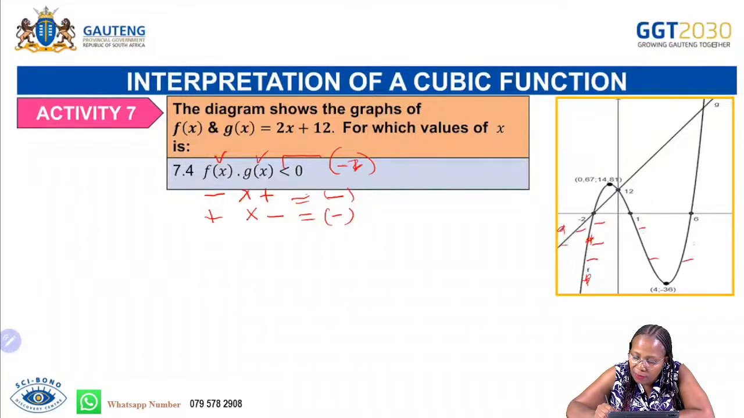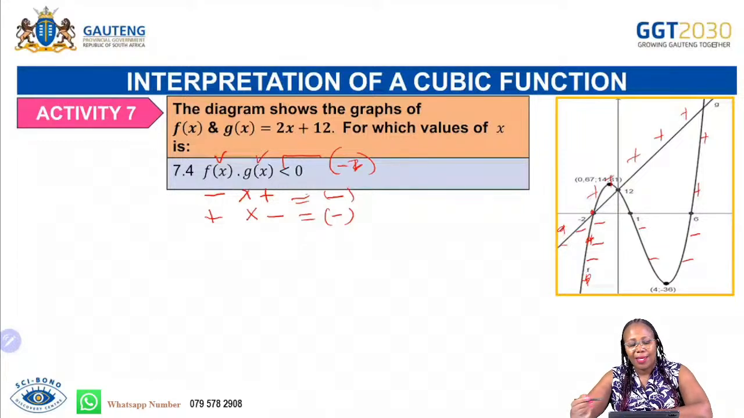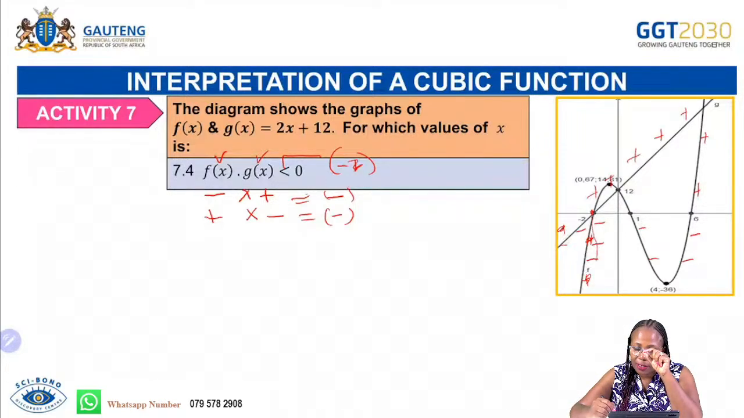Negative, negative, negative, negative. Above, positive, positive, positive, positive, positive. Everything is positive up to this point. Now we are looking for plus minus. We can't take this part because it's negative, negative. Can you see that? And then we cannot also take this part because it is a positive by positive.